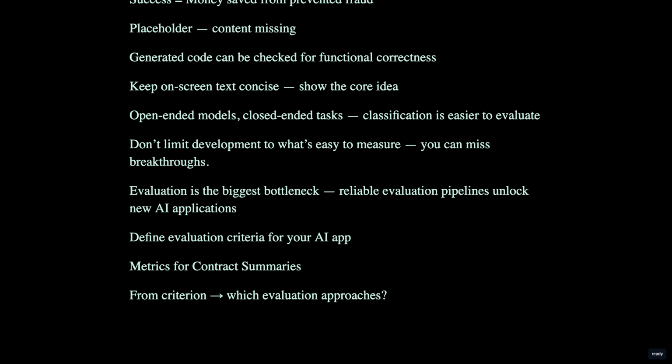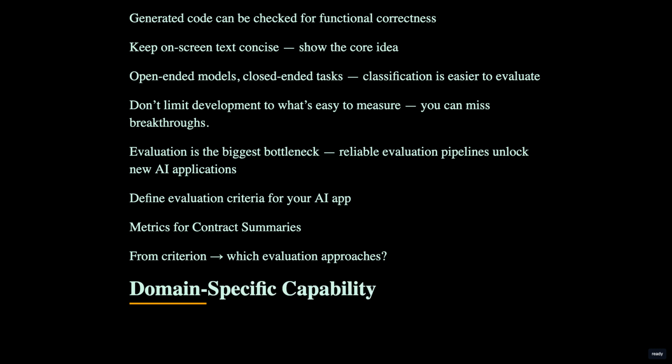Now we flip the perspective. Rather than asking what a given approach can evaluate, we start with a criterion and ask which methods can measure it. I'll show common mappings from criterion to approach and highlight the trade-offs you should expect when a method only partially captures the criterion. In this section, we'll define what a domain-specific capability is and why it matters.